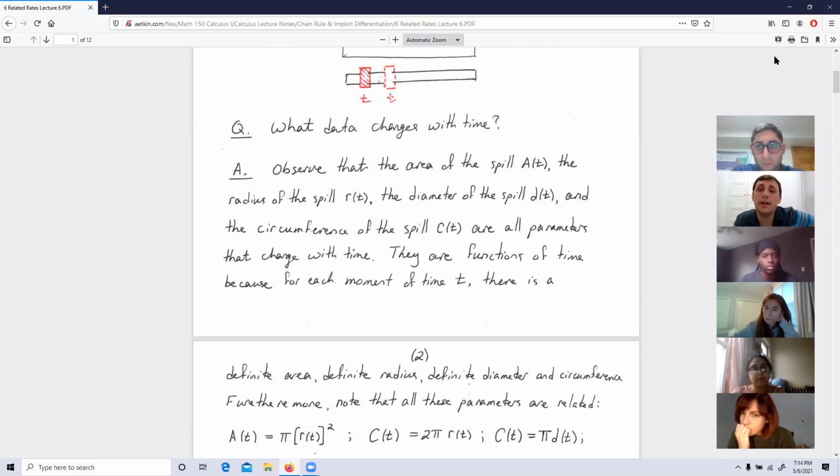So for example, if I know the radius, because I know the shape is a circle, I know the area and I know the circumference. And if I know the area, I will know the circumference. And if I know the area, I will know the radius. Do you understand? So they are related.